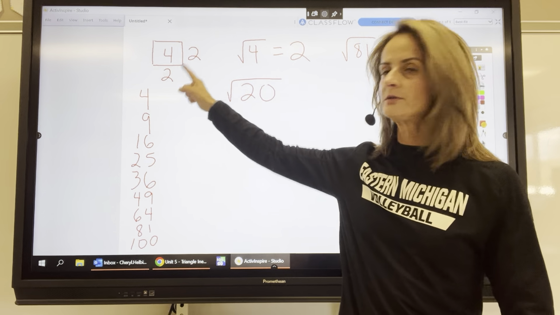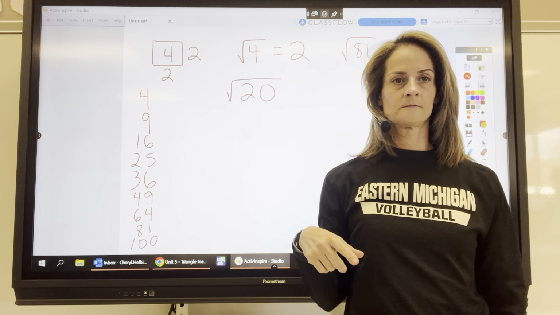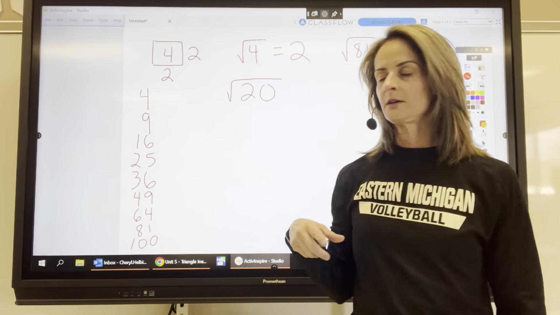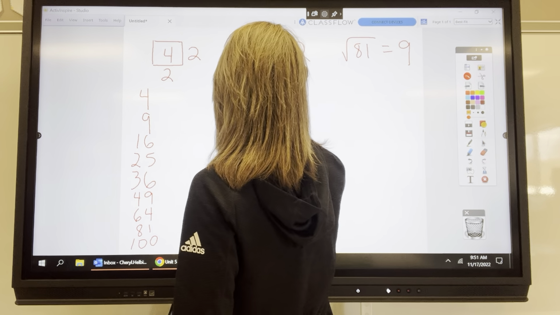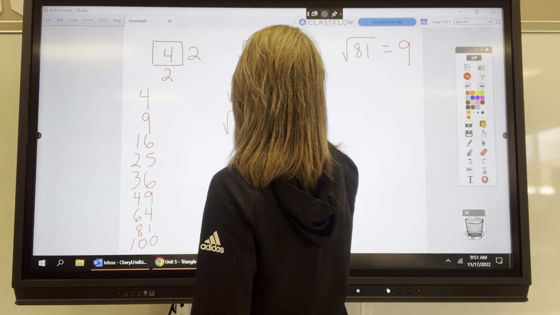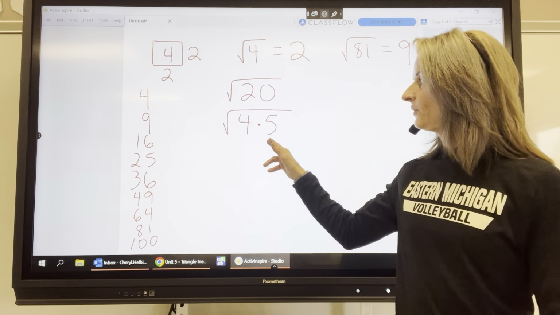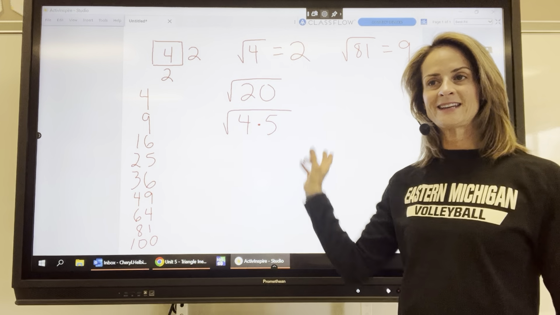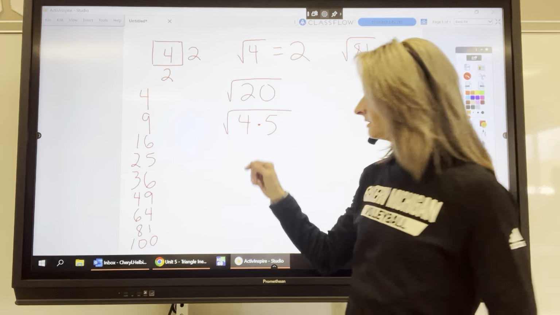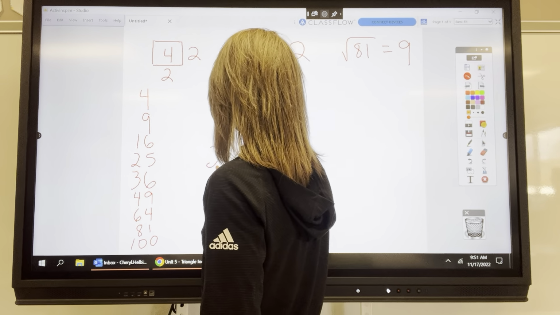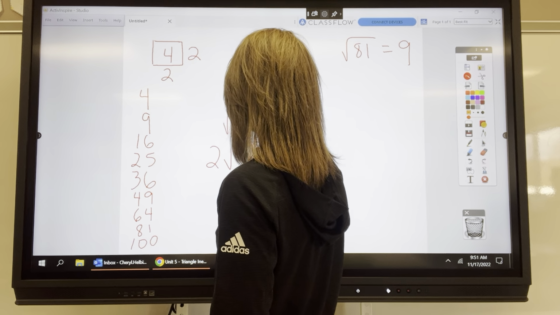We'll start with 4. Does 4 go into 20 evenly? Yeah. How many times? 5. Okay, so I can rewrite the square root of 20 as the square root of 4 times 5. Now the square root of 4 we know is 2, so I can take that out. When I take it out, it's a 2 on the outside, and we still have that square root of 5 underneath the radical.